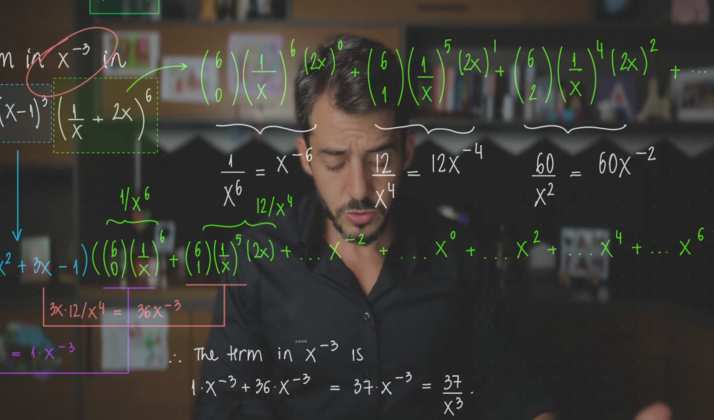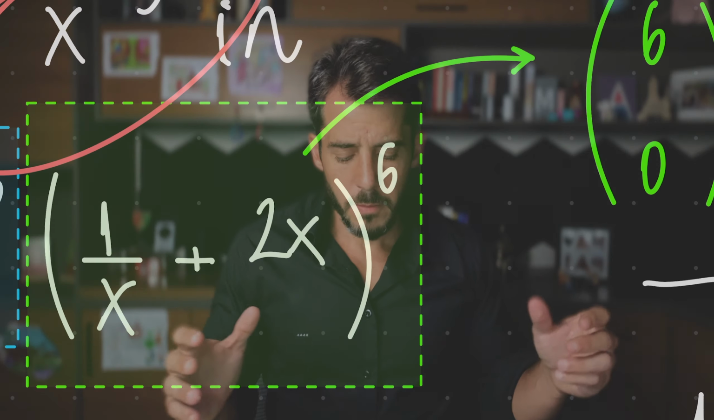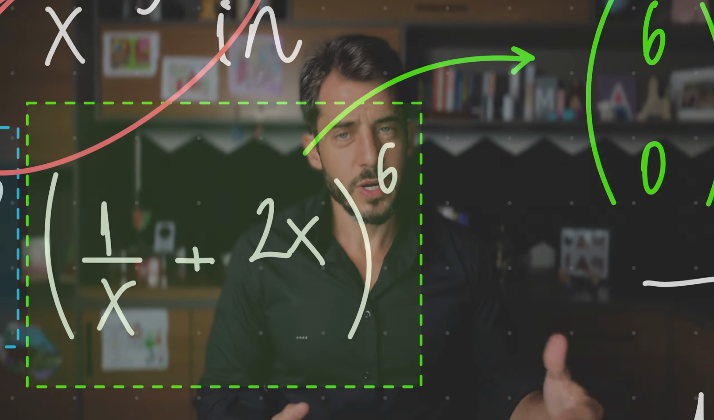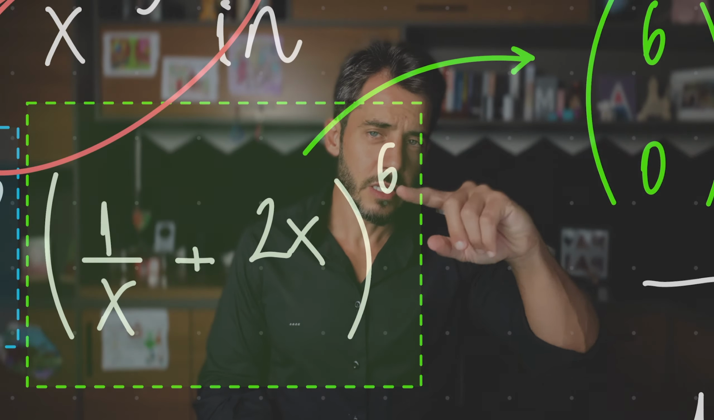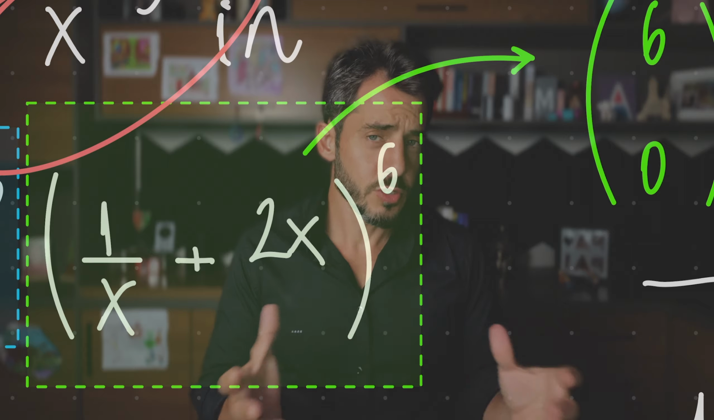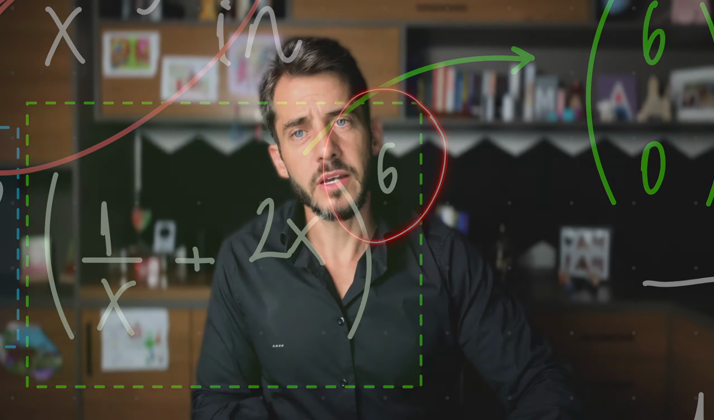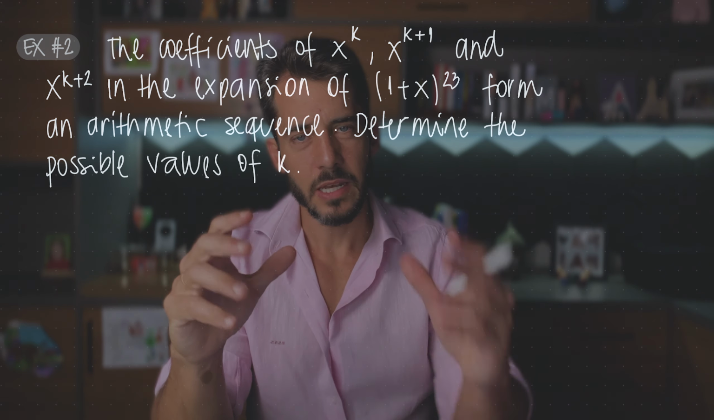If you wanted to expand the whole binomial 1 over x plus 2x to the 6th to see this foiling process, you could, if this power is not that high. Now let's jump to the next exercise. Now on to the second and last exercise.